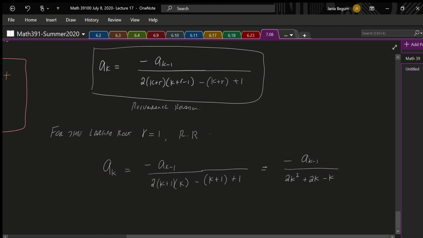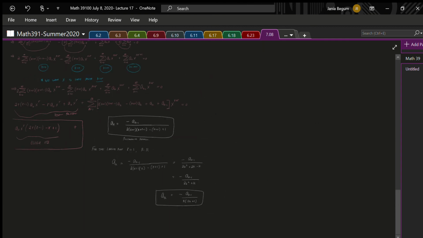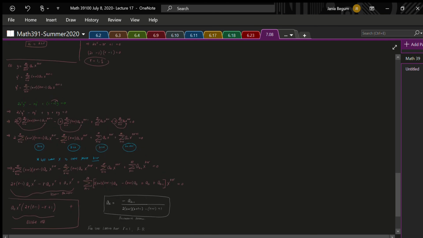minus k, minus 1 plus 1, they cancel out, right? So what all of this would simplify to is just negative a sub k minus 1 over 2k squared plus k. And now we can factor out the k. It looks much simpler. Negative a sub k minus 1 over k times 2k plus 1. That's our recurrence relation for the larger root. So that's the answer to the third part of this question.